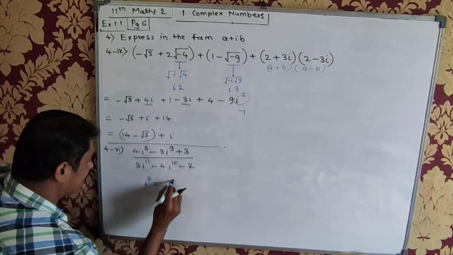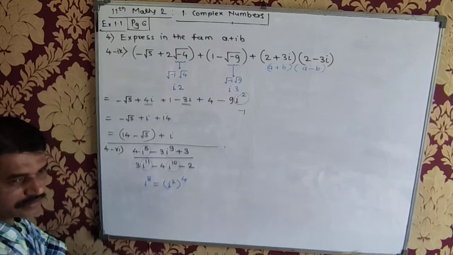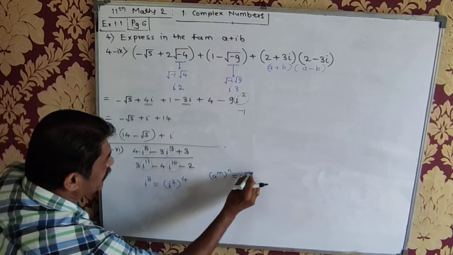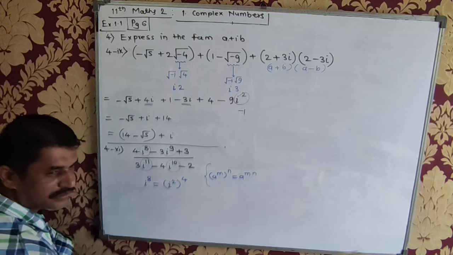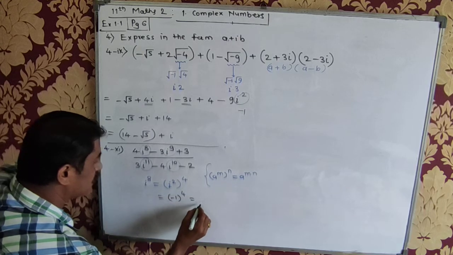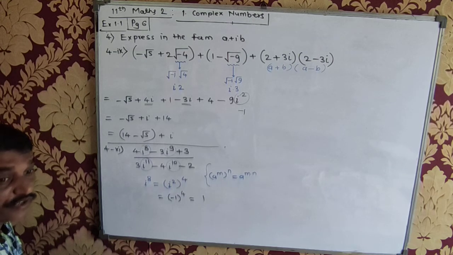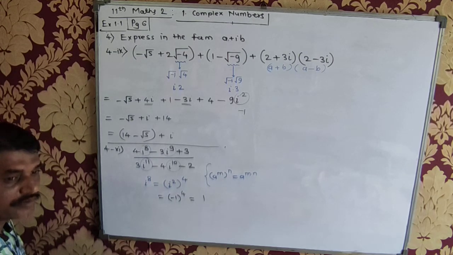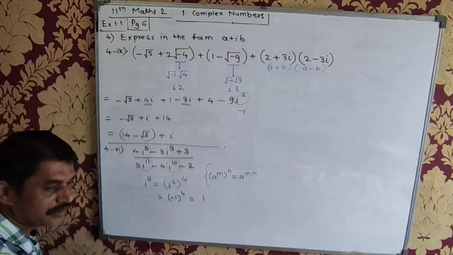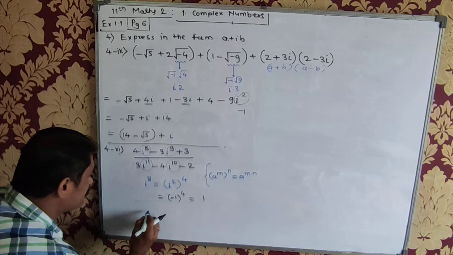Can I say i raised to 8 is i square bracket raised to 4? a raised to m bracket raised to n is equal to a raised to m into n. So 4 to the 8. But i square is minus 1, so minus 1 raised to 4. Minus 1 का square, 1. Minus 1 का cube, minus 1. Minus 1 raised to 4, plus 1. Minus 1 raised to 5, minus. Minus 1 raised to even number is plus 1. And minus 1 raised to odd number is minus 1.